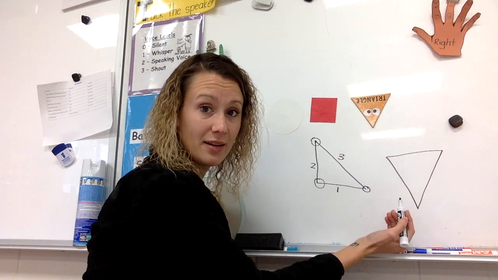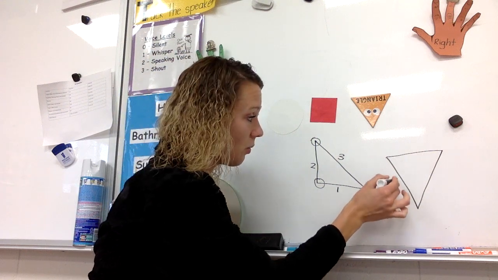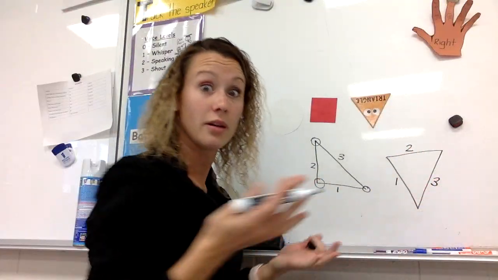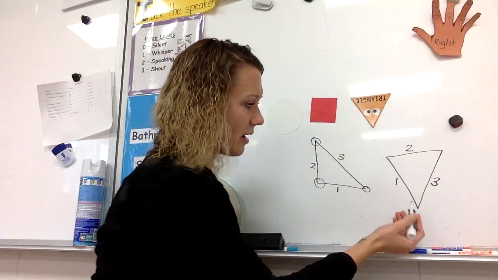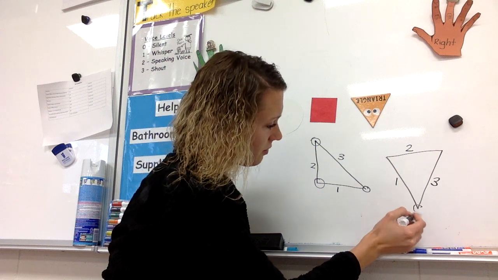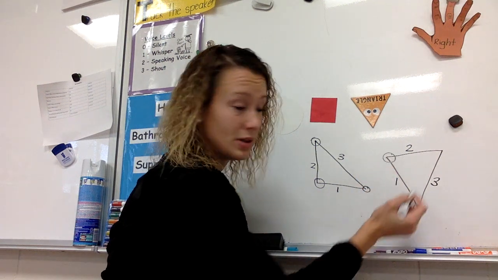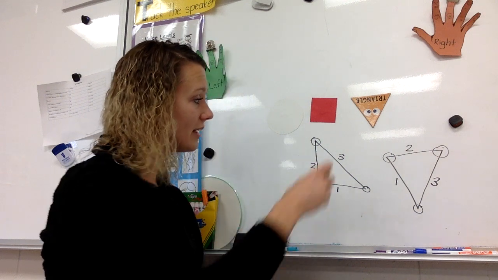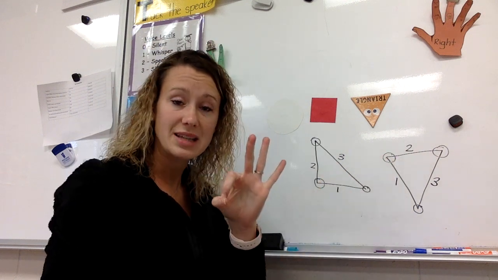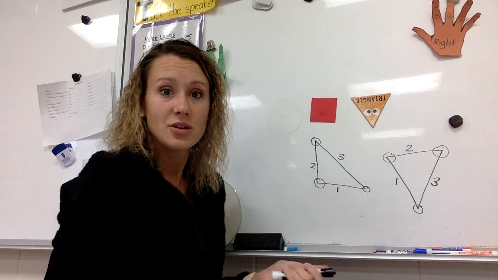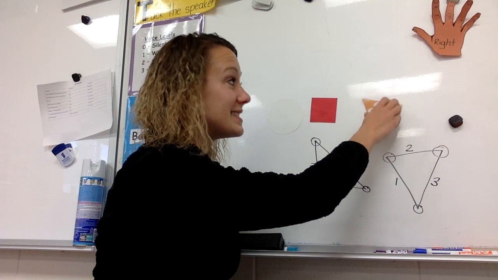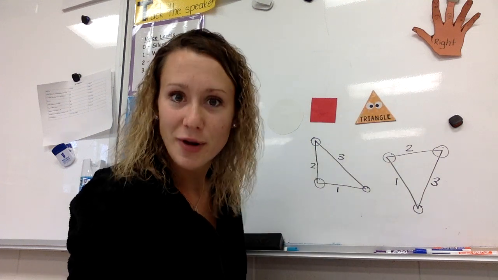Count with me. Ready? The sides, go. 1, 2, 3. How many angles? Count with me. Ready? I'm going to circle them. Go. 1, 2, 3. Yeah, so it doesn't matter what the shape looks like. If it has 3 sides and 3 angles, it's a triangle. And it doesn't matter if it's upside down or crooked. It doesn't matter. It is still a triangle.